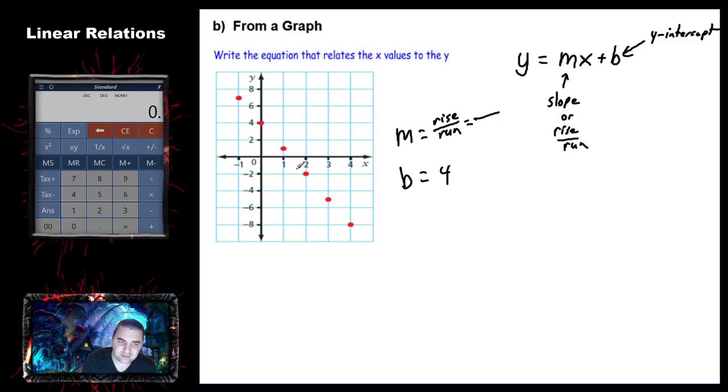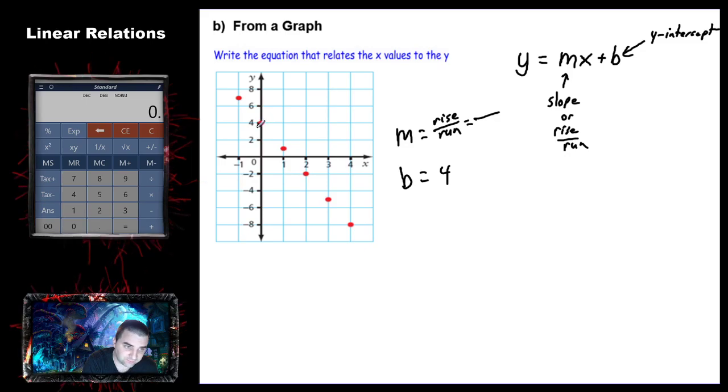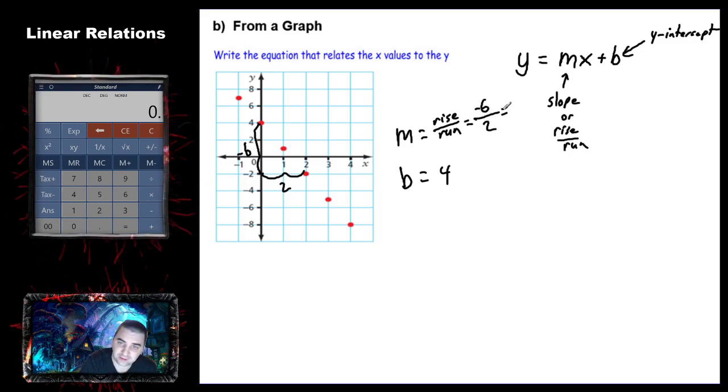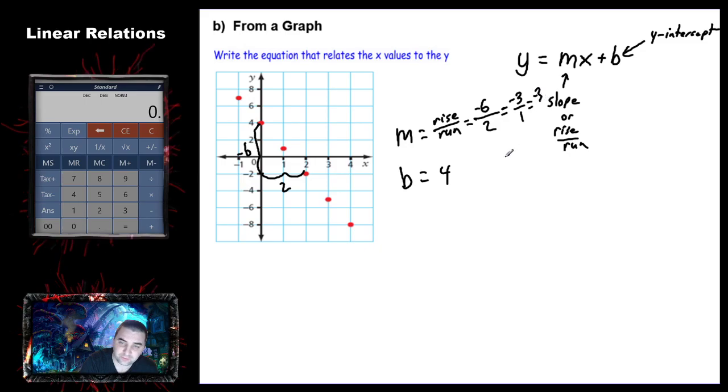So I don't know for sure if I choose that I'm going to be right. So what I'm going to do instead is pick one that's very clear. Let's choose this one, this -2 value. So let's say it went from 4 all the way down to -2. That's a change of 6 to the negative. So it went down 4 and then 2 more, so that's -6. So my rise is -6, but it's not for one step to the right. That was actually for 2 steps to the right. So my slope is -6 over 2, and simplifying that, it's -3 over 1, or just -3.